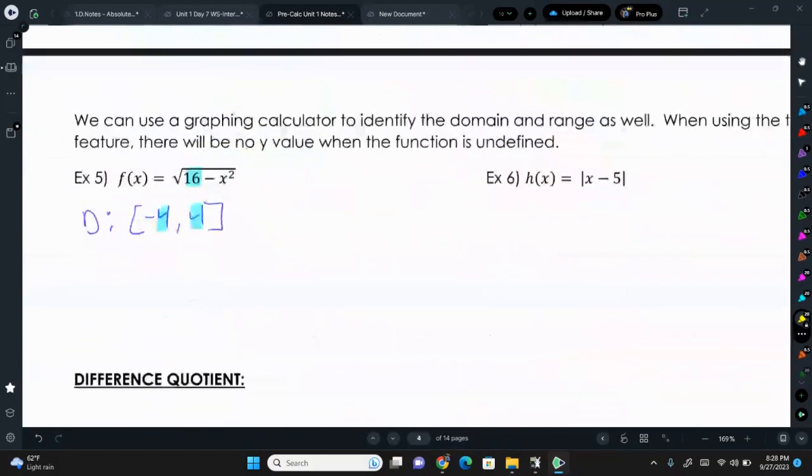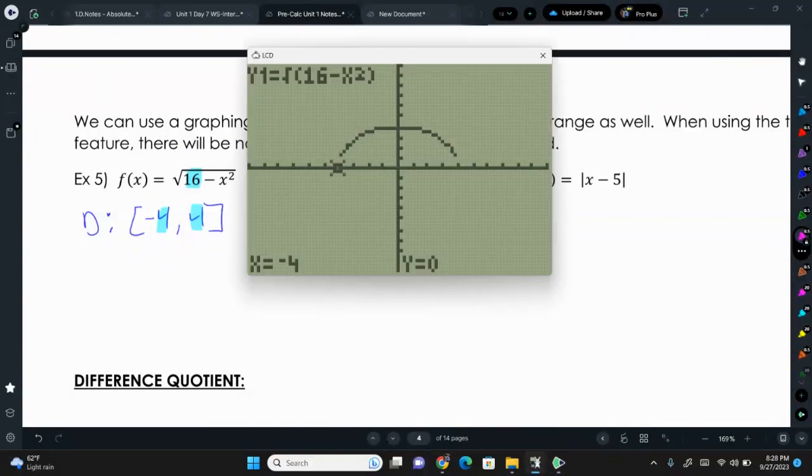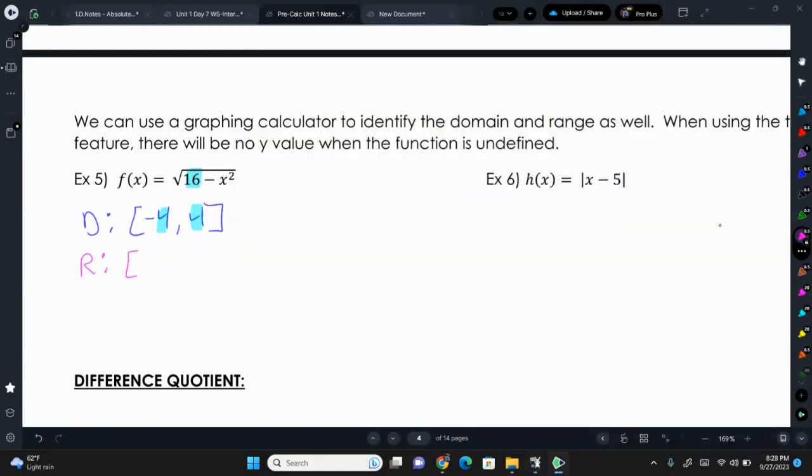Now the range. The biggest y value that we saw when we went and traced, okay, the y values got closer and closer. They eventually reach 4 when x is 0, and then they come back down. But the y values never get below 0. When we had 4, y was 0, and they never got lower than that. So the range is going to be 0, positive 4.